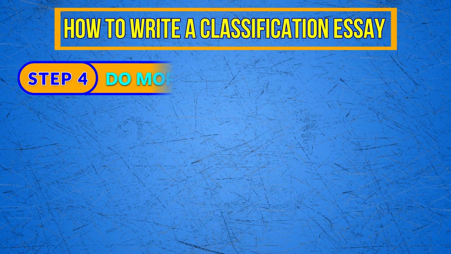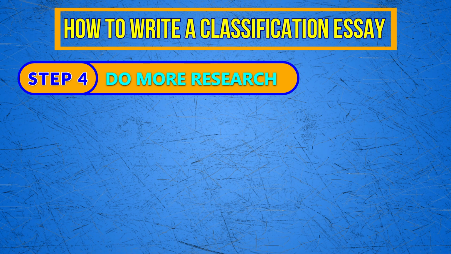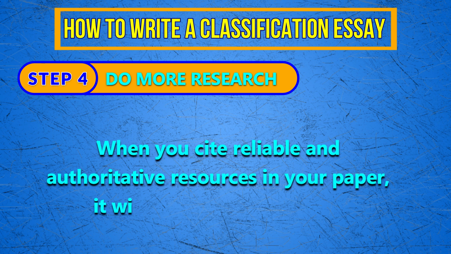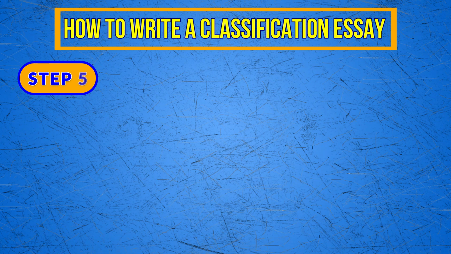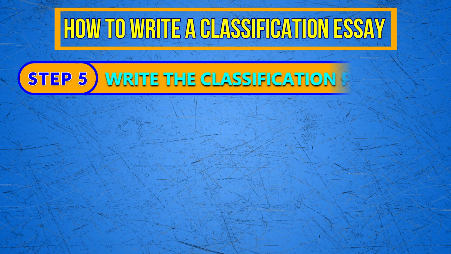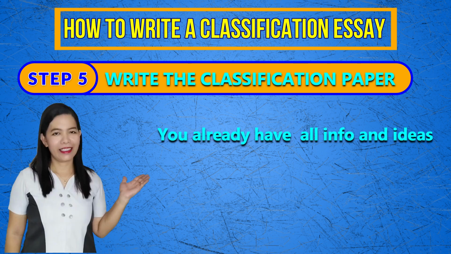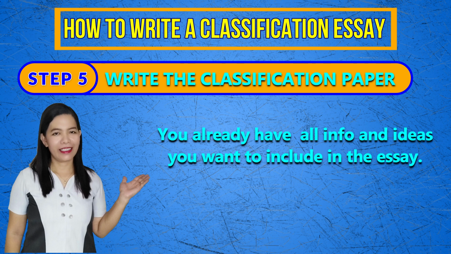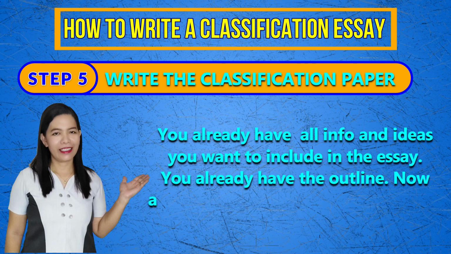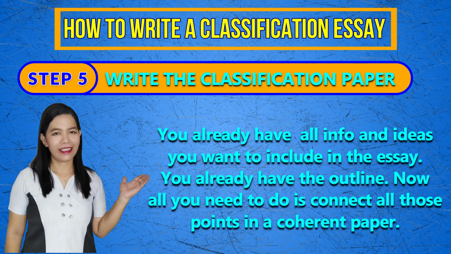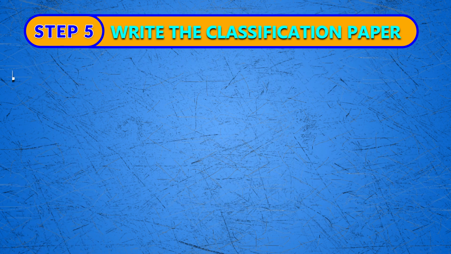Step 4. Do more research. Take your time to do some more research. When you cite reliable and authoritative resources in your paper, it will be more trustworthy. Step 5. Write the classification paper. You already have all info and ideas you want to include in the essay. You already have the outline. Now all you need to do is connect all those points in a coherent paper.